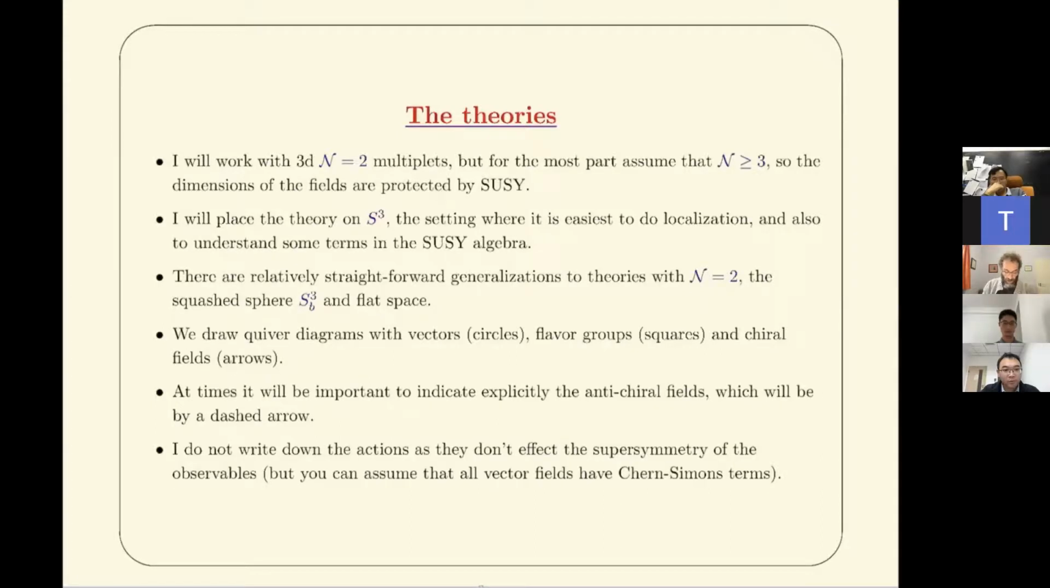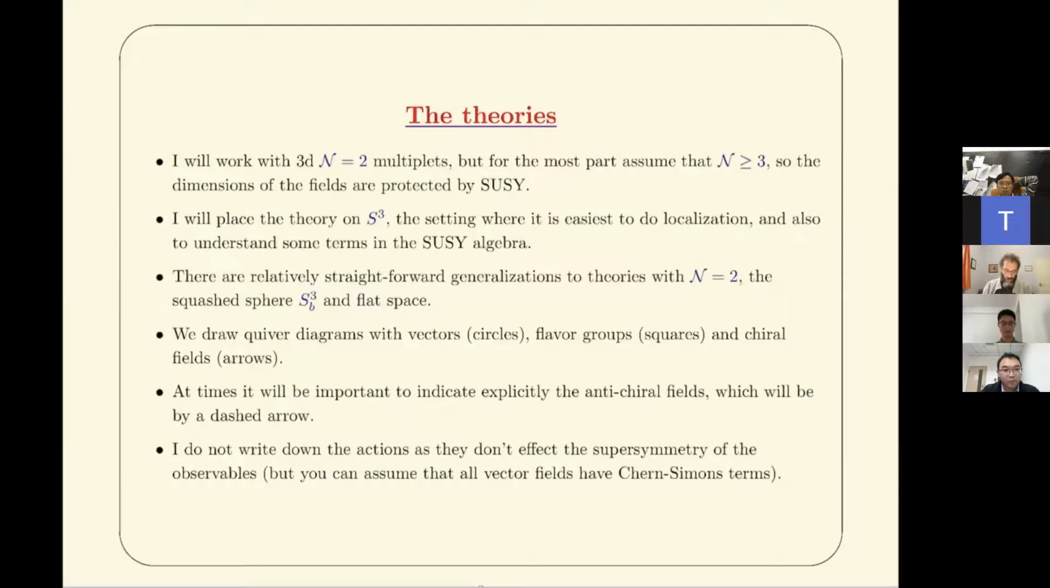I will place the theory on the 3-sphere, which is the nice setting for localization, and actually everything with localization works very smoothly, but I will not describe it. This was already done in the old papers of Kapustin, Willett, and Yaakov, and it can immediately be implemented there. I have nothing new to say, it just works very smoothly. There is a generalization to the squashed sphere, which I will not describe, everything goes through.